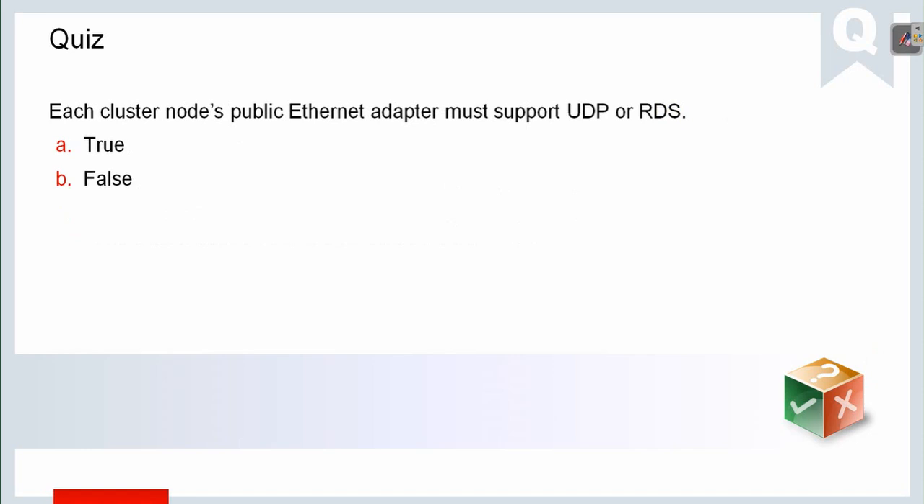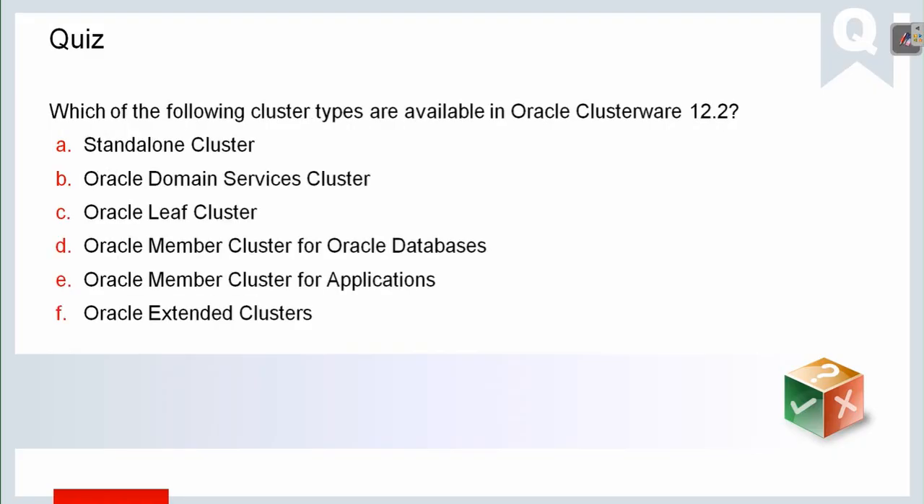Each cluster node's public Ethernet adapter must support UDP or RDS. No. UDP and RDS are only for private. So the public Ethernet adapter must support TCP/IP. So the answer is false.